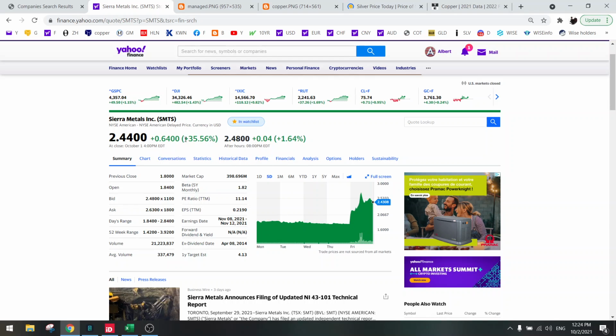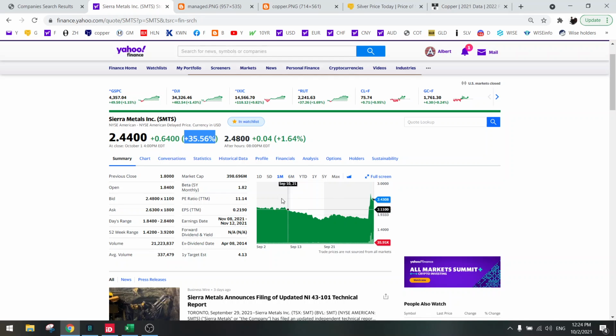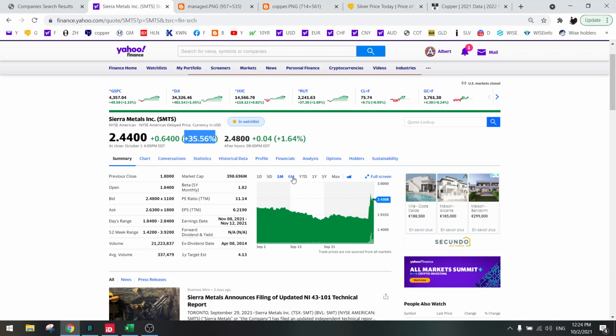People are flocking back into Sierra Metals. It was up 50% here and now it's up 35%. So investors really know that this company has a lot of value and is undervalued. So you can see these things happening in the future again, because it is still undervalued. I think this company can easily go to $4 and above. So there is plenty of upside from here on.